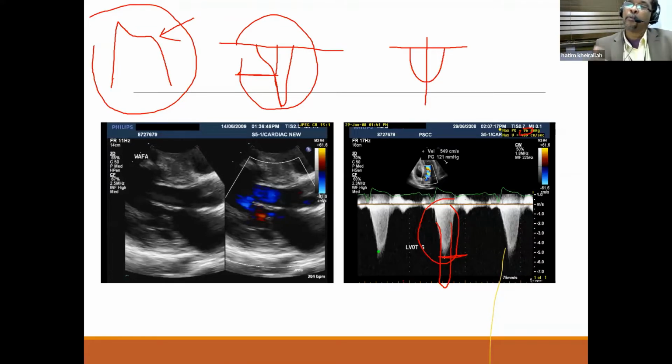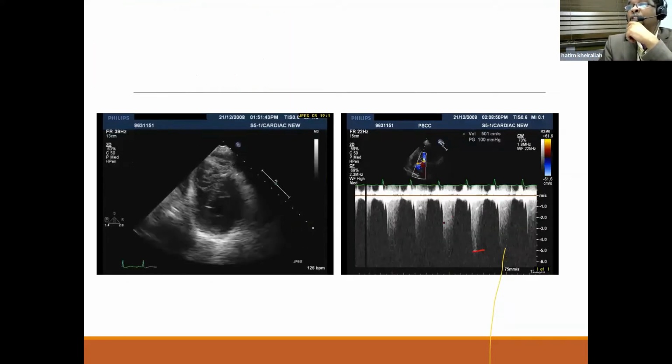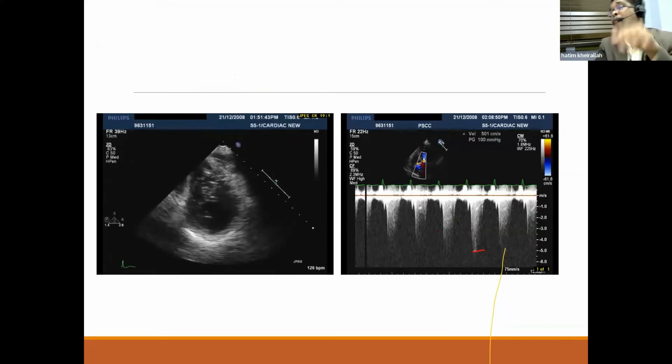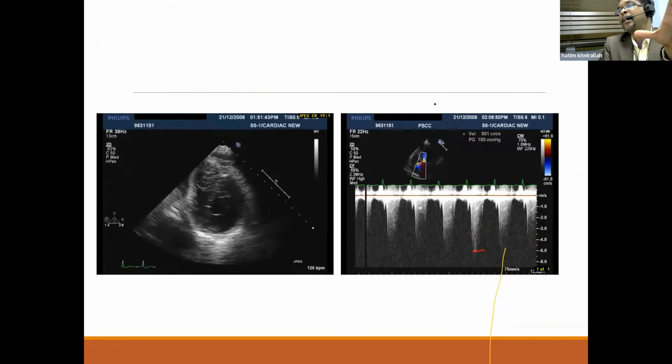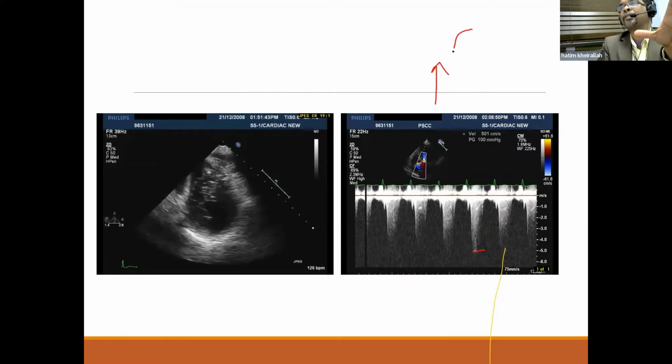So Valsalva can provoke a higher gradient only in dynamic obstruction, but in fixed obstruction, regardless of Valsalva, no Valsalva, hemodynamic status, volume status, the gradient remains the same. Okay, that's why it's called fixed stenosis versus dynamic stenosis. Because here, you see the morphology, or the contour of the signal, is in keeping with fixed stenosis. Don't you agree? It's not dynamic obstruction, right? You see how it looks?